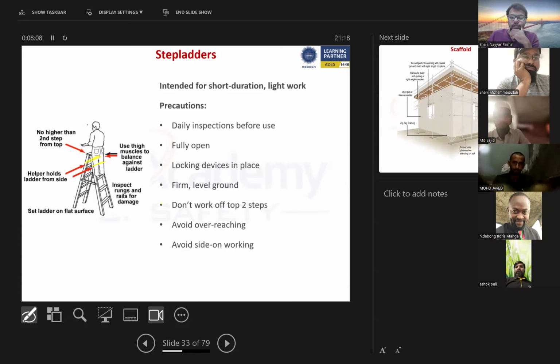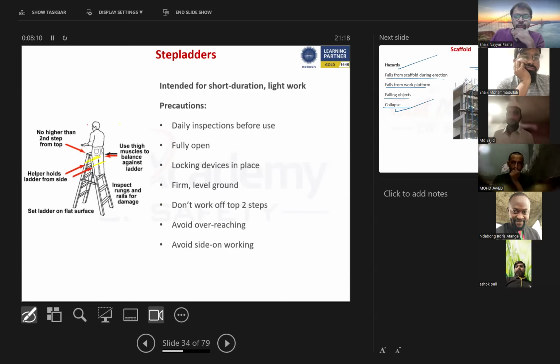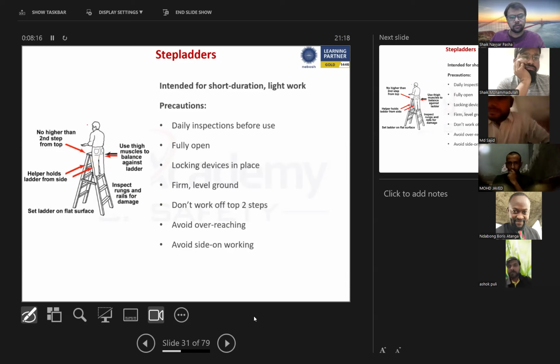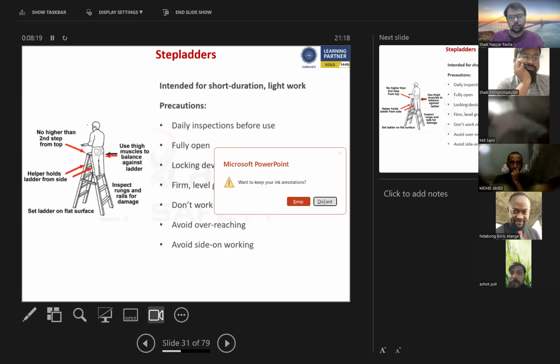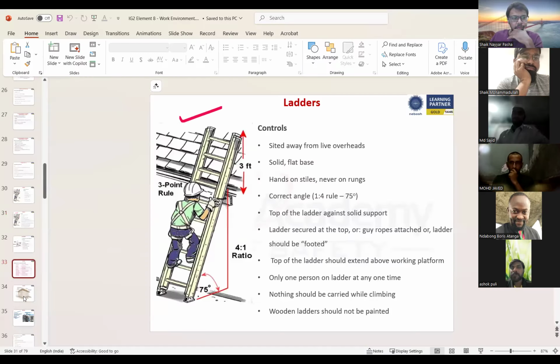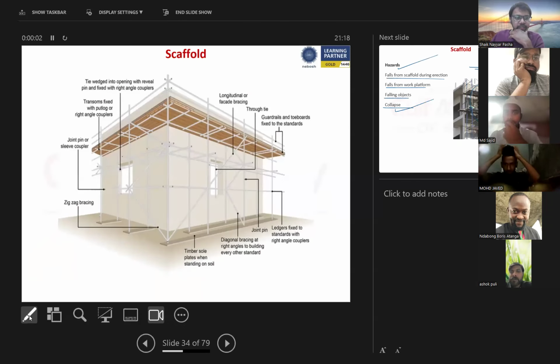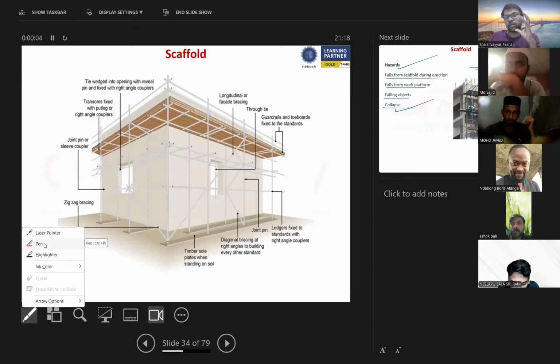Now, scaffolding. Before we discuss the hazards and controls associated with scaffolding, let us discuss the key components of scaffolding.